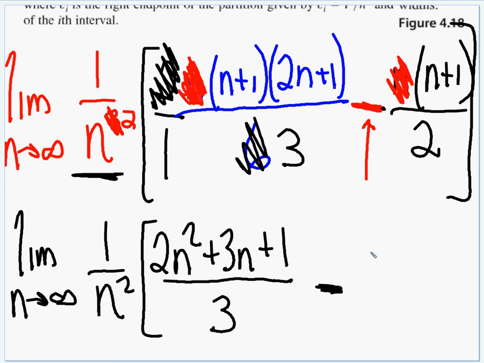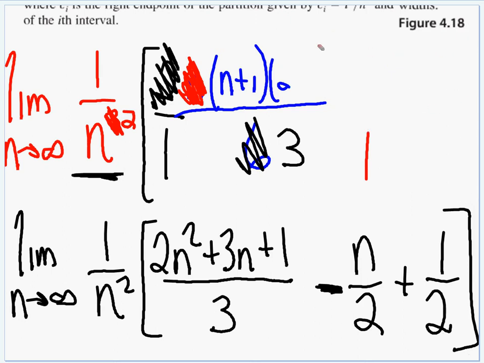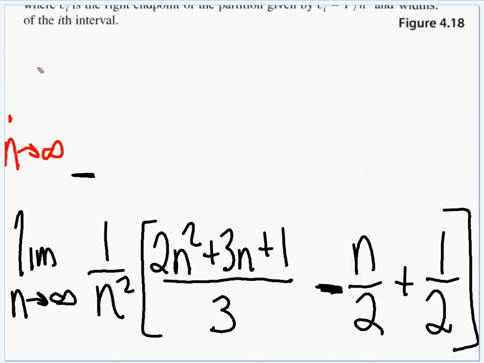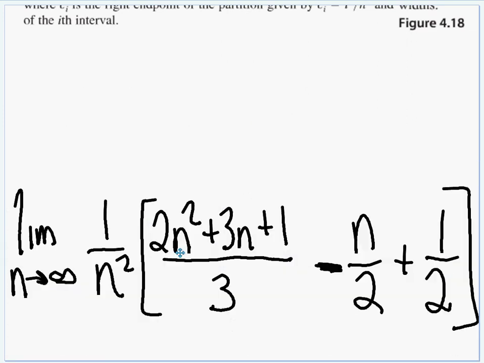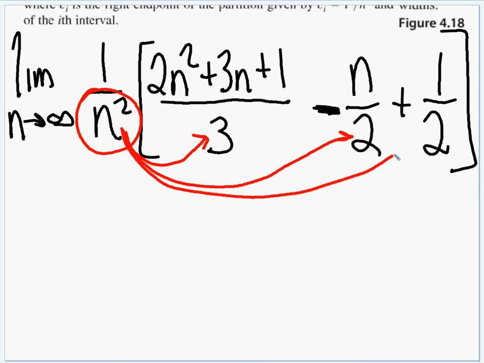Minus, let's see here, we'll just leave that as, let's break this into its separate fractions. The numerator n over its denominator 2 plus the numerator piece 1 over its own 2. And now, let's see what happens. We're almost ready to let n go to infinity. We're going to distribute that 1 over n squared. So this n squared is going to distribute to this 3, and to this 2, and to that 2.